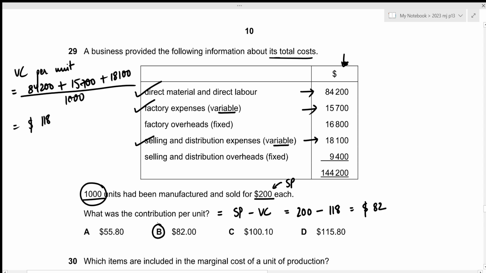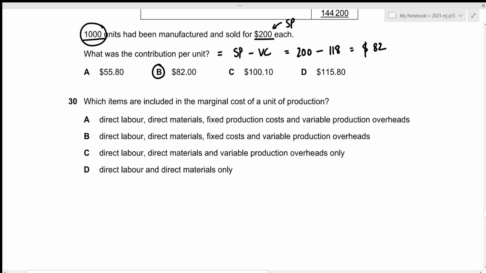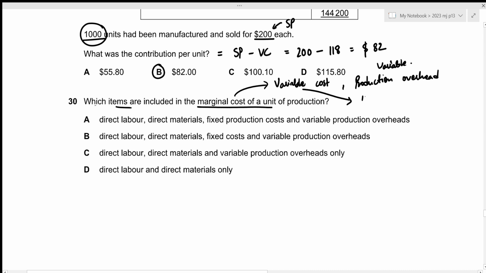Let's move towards our 30th question. Which items are included in the marginal cost of a unit production? So in marginal cost, we include all of our variable cost and our production overhead. And we only include the variable production overhead. And the variable cost just refers to our direct costs, such as the direct material or direct labor.